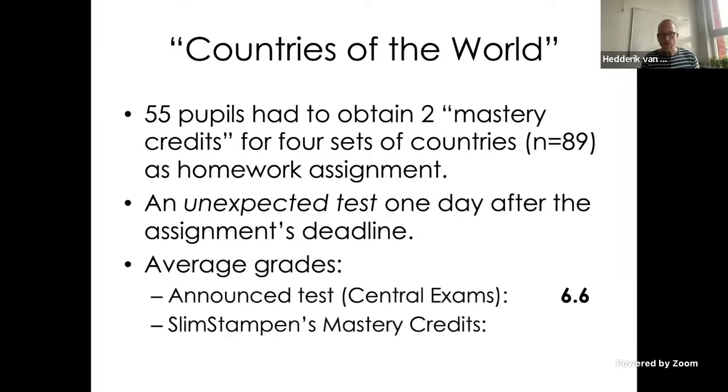But what we can do is look at the average grades. The average grade for an announced test, actually the central exam of geography in the Netherlands, is a 6.6 on a 1 to 10 scale. If you study with SlimStampen's mastery credits, the score, like we've seen before, is a 7.5. That means that, in this context, we know that if people have obtained their mastery credits, they know the materials at least as well, and probably better due to the spacing, than in other kinds of contexts.